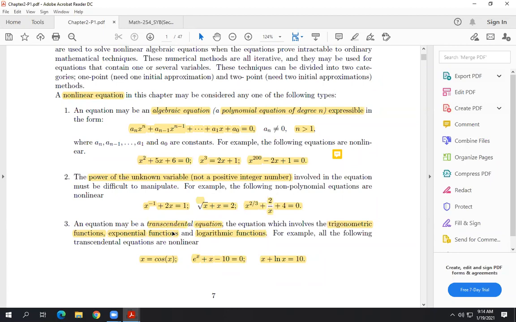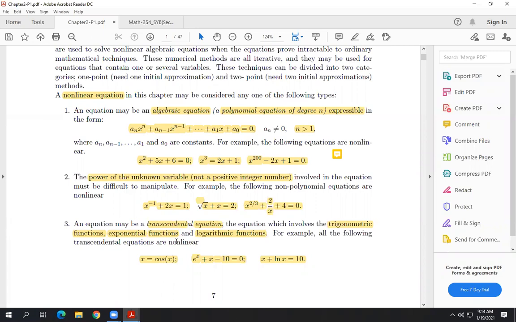So it means I give you the shapes of the equation, and the shape should be either polynomial form, or not polynomial form, or transcendental equation, any one of these. Also note one more thing: all the equations, either polynomial form, non-polynomial form, or transcendental, must be equations of only one variable. Only one variable is involved, x.